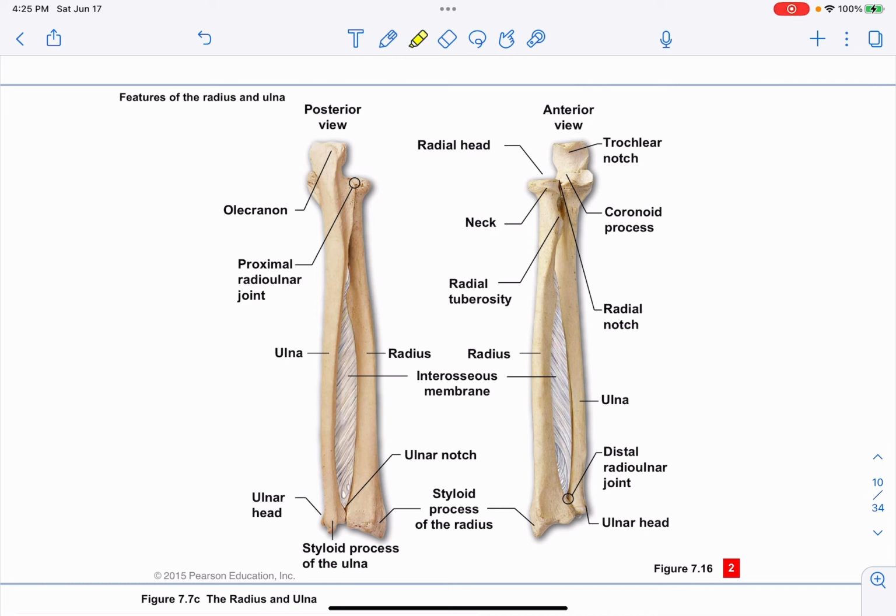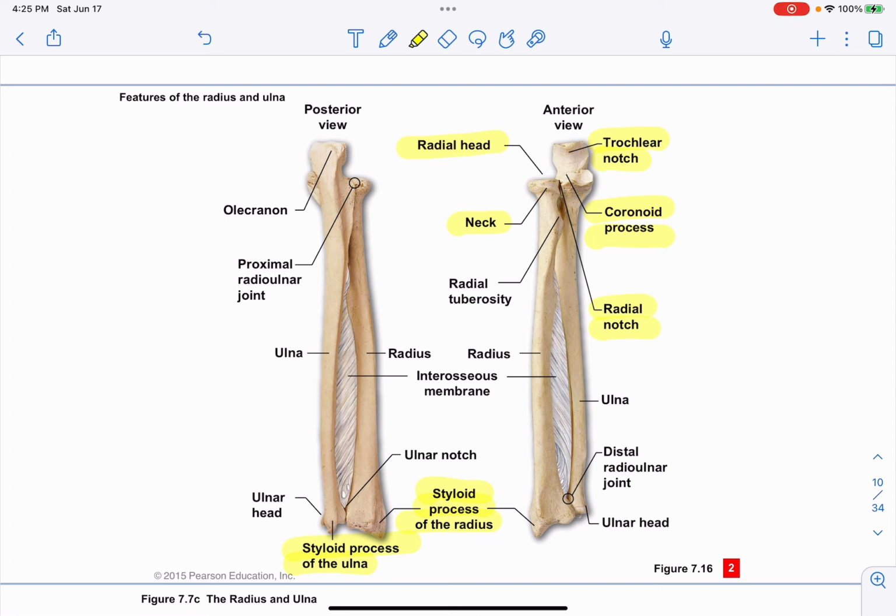I can highlight them here. Here's the trochlear notch. Here's the radial head, the coronoid process. The radial notch we went over, that is where the radial head articulates with the ulna. And then the styloid process of both the radius and the ulna are the features that I want you to know.